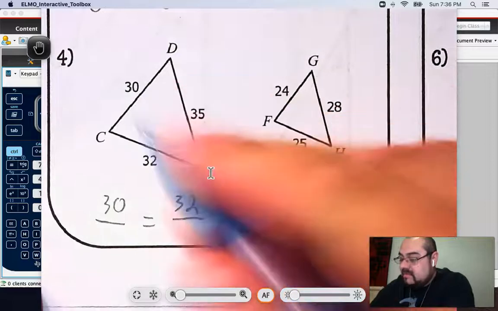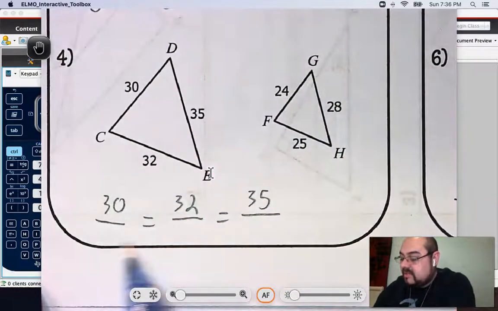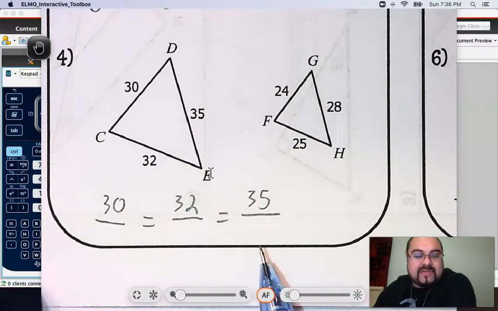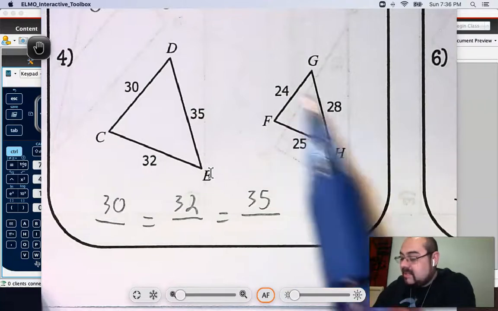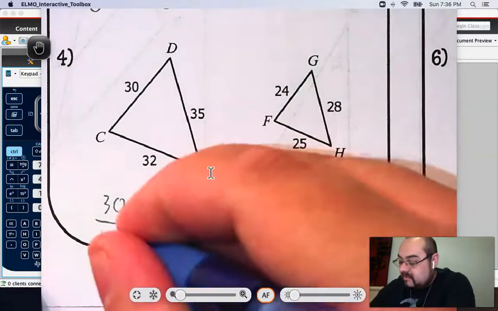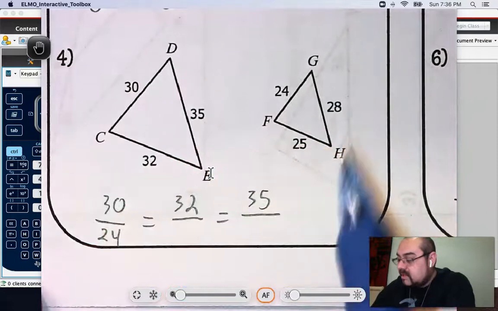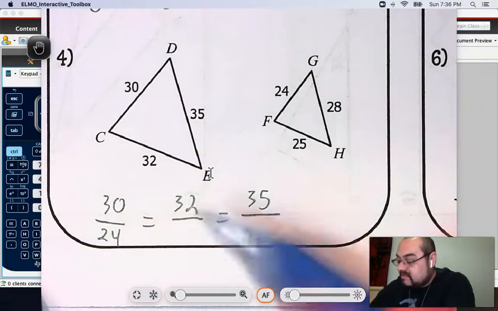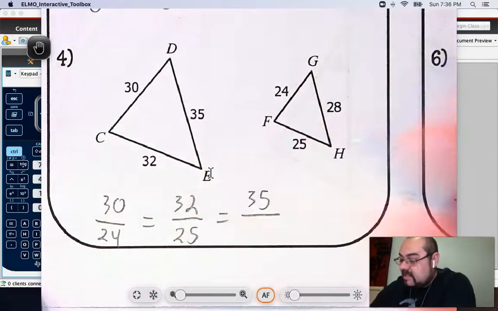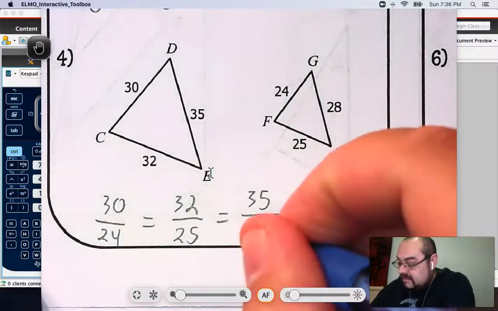Okay, so that's the big triangle. Now the smaller triangle is going to go down here. Same thing, order them from smallest to greatest. The smallest side here is going to be 24. The next side up is going to be 25. And the largest side is going to be 28.